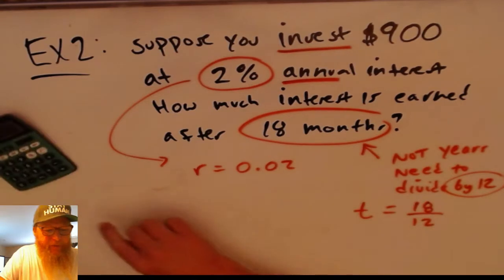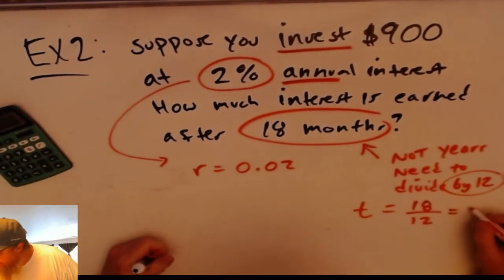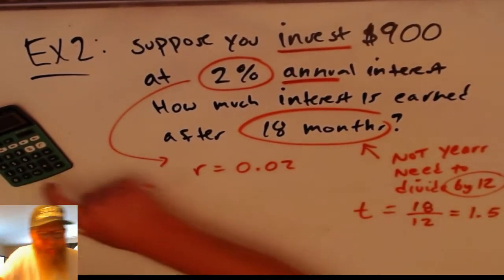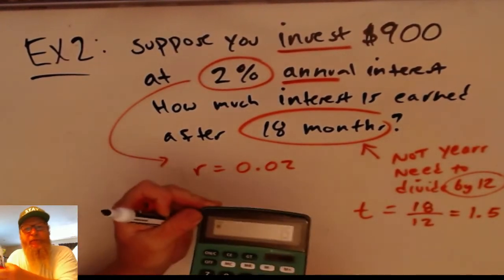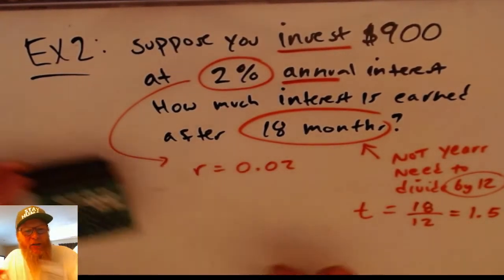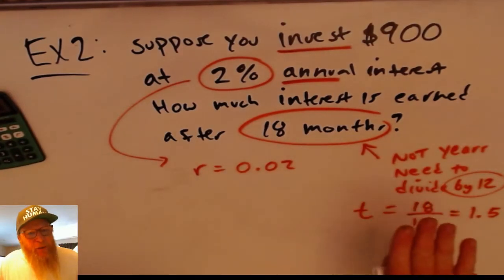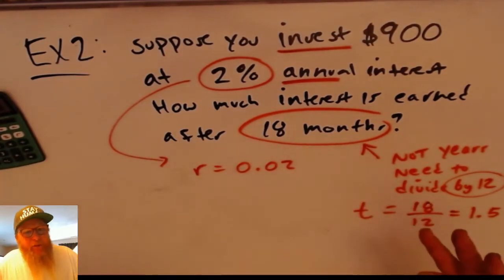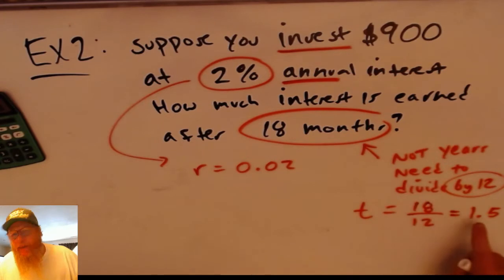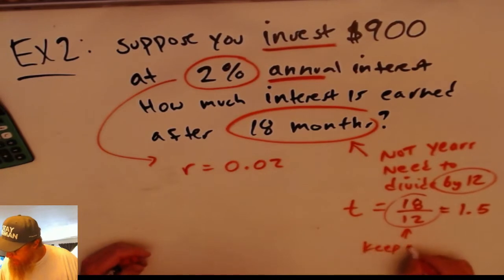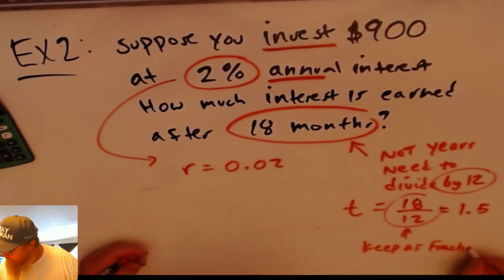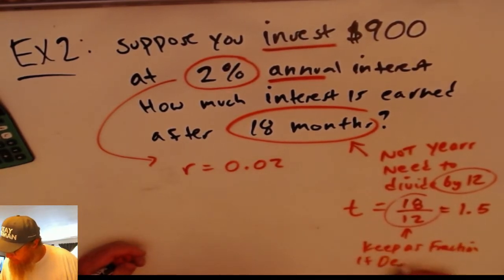Sometimes this comes out to be a very nice decimal. I don't even need my calculator for that. That's 1.5. But just to be safe, 18 divided by 12, and you can see it's 1.5. Caution, if you get a repeating decimal or if you get a long decimal that fills up your calculator, then don't write it as a decimal. Keep as a fraction. Keep as fraction if the decimal does not terminate.